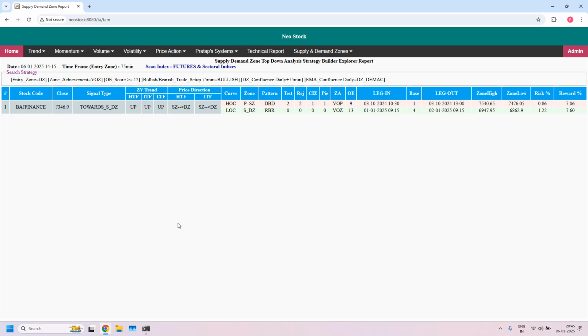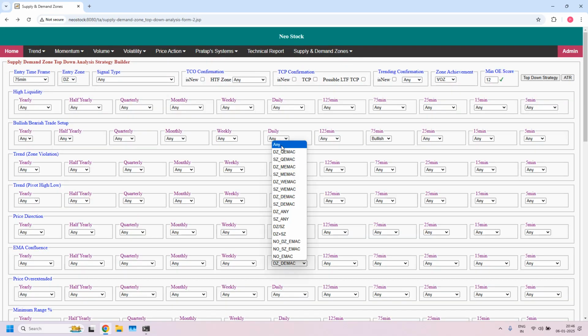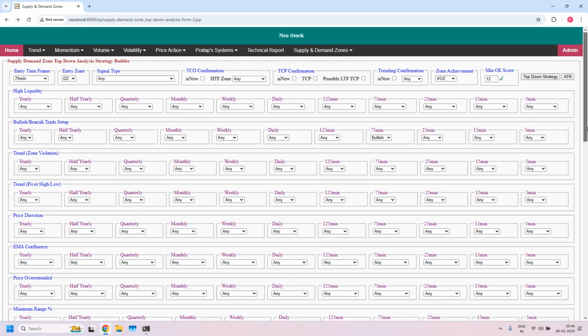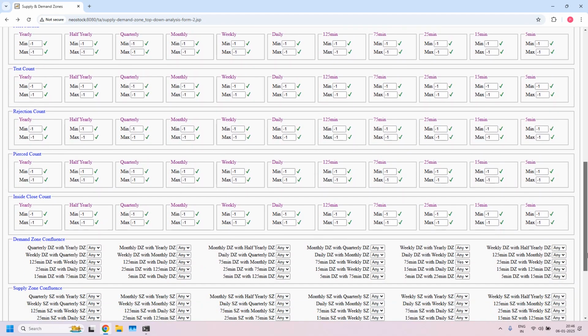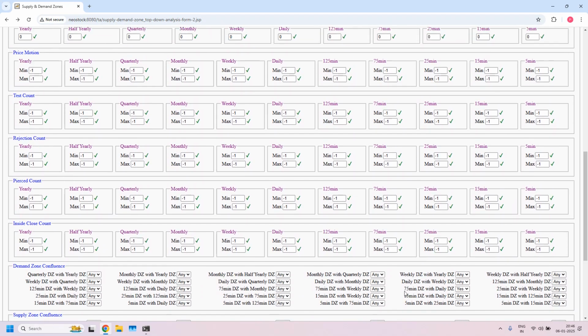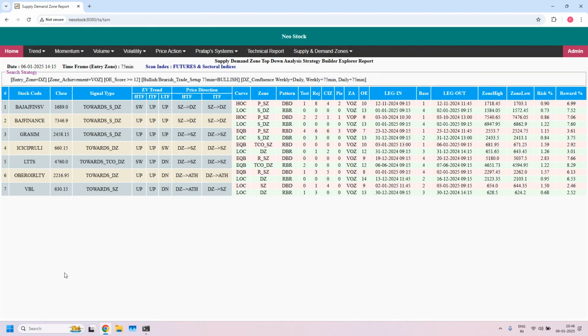Next, LTF, ITF, HTF demand zone confluence filter. I am removing the EMA filter. In the demand zone confluence, we have to select 3 filters. First one is already enabled. Second one, 75 with weekly demand zone confluence. Daily with weekly demand zone confluence. With all the 3 filters, we got 7 stocks.